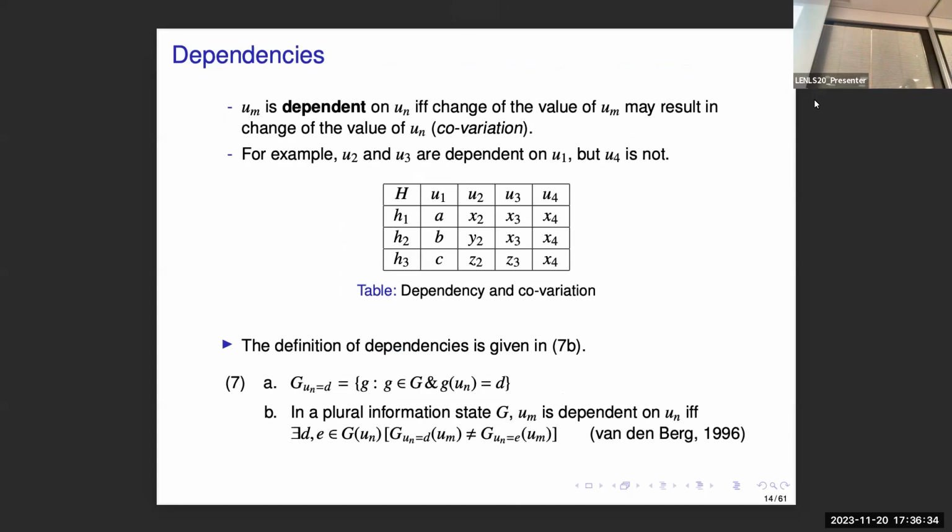And now I can define dependency on this. In short, UM is dependent on UN if and only if there's a covariation between them. And you don't need to be fully covariant, but U2 and U3 are both dependent on U1, because if you replace the value for U1, you can see the value changes in U2 and U3, but U4 remains the same even though you change the value for U1.